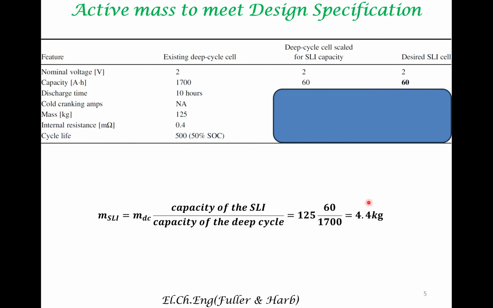Also, because of the reduced capacity, you would think the active mass or the mass of the SLI battery is also decreased. An approximate calculation is provided here. The mass of the existing battery is 125. Scale it to the desired capacity. The mass obtained for the SLI battery is 4.4 kgs.